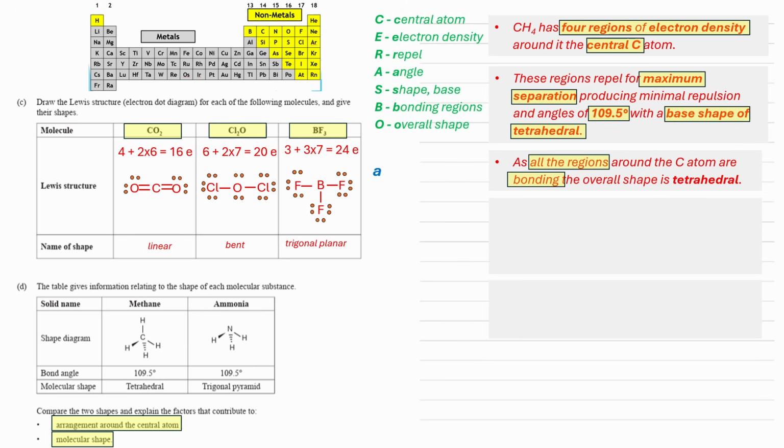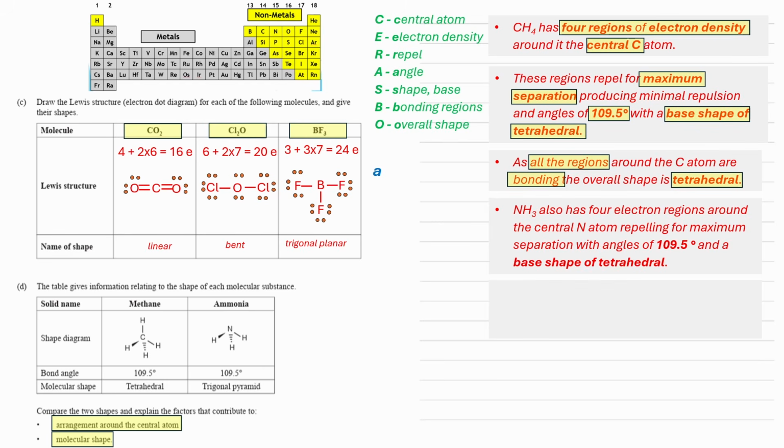SERASBO, amazing. Now I'm going to put in the next part, which is how many are bonding, what's the overall shape. So as all the regions around the carbon are bonding, all the regions are bonding. I could have said all 4 regions are bonding, or 4 regions are bonding and no regions are non-bonding, but I was quite explicit here. I said all the regions. I talked about all 4 of them above being bonding, so the overall shape is tetrahedral.